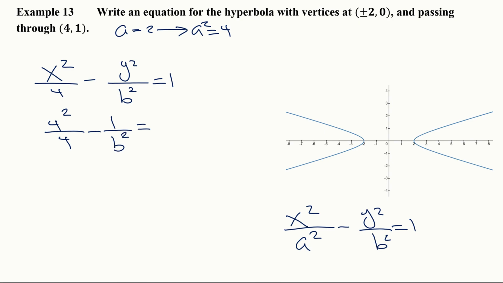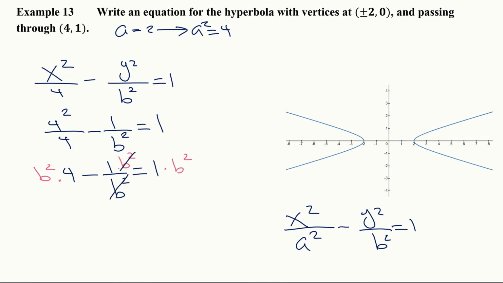equals 1. Now I need to solve this for b. Let me simplify this first. That's going to be 16 over 4, which is 4. So I have 4 minus 1 over b squared equals 1. I'm going to go ahead and multiply both sides by b squared to clear the fractions. Don't forget to distribute on that left side.